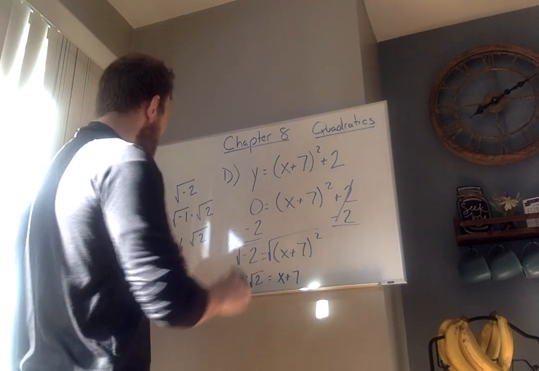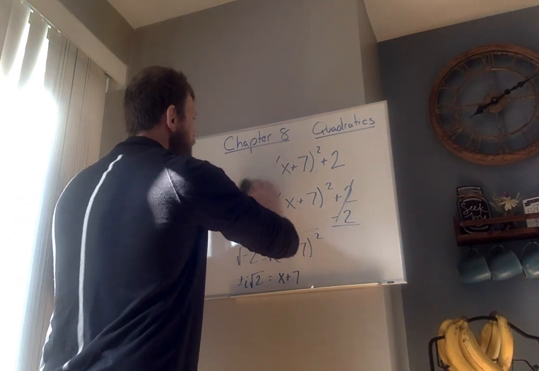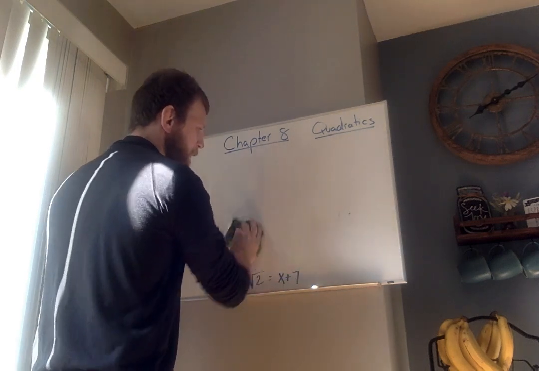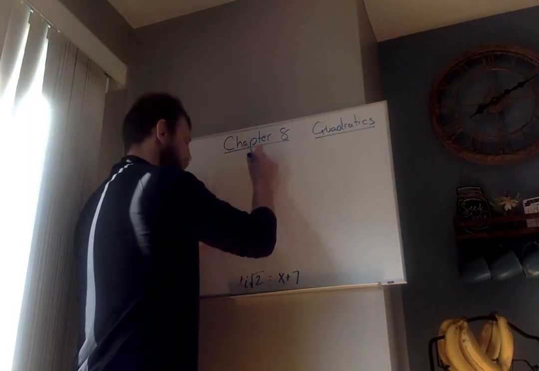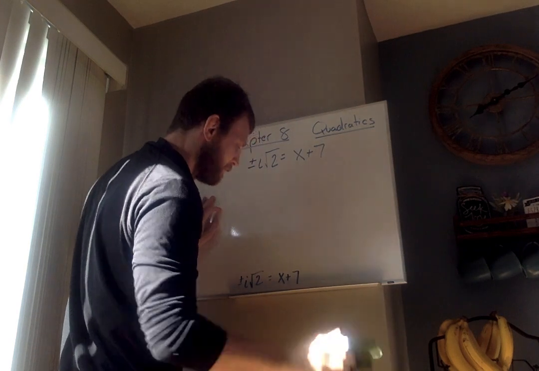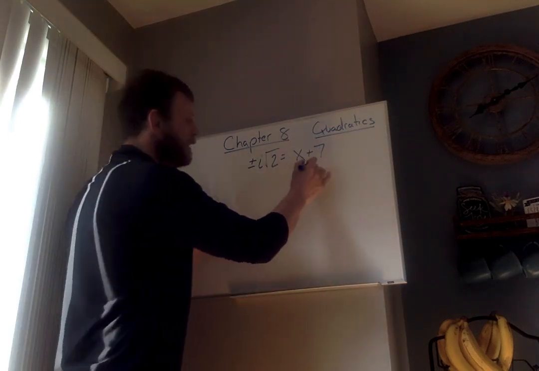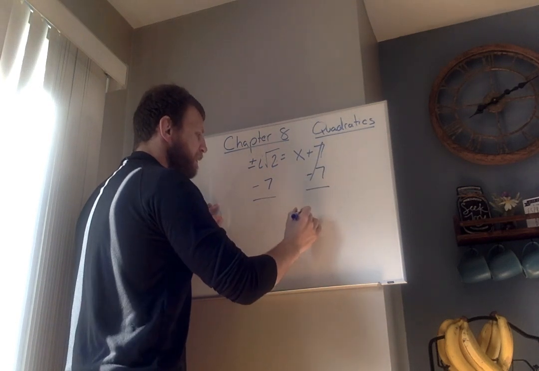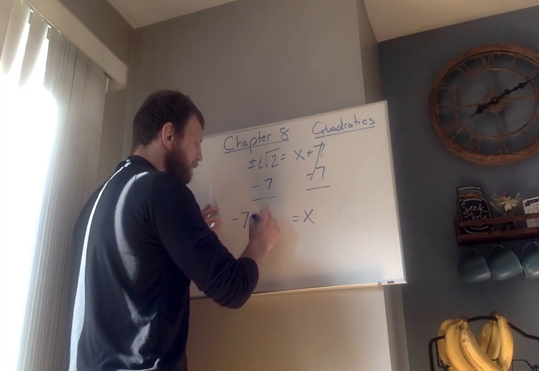So now I'm going to erase this work, because I'm running out of room here. And I'm just going to move that up to the top so you guys can follow along. Now I'm going to go ahead and solve that. So how do I get rid of plus 7? Well, I subtract it. So my answer is x equals -7 plus or minus i root 2.